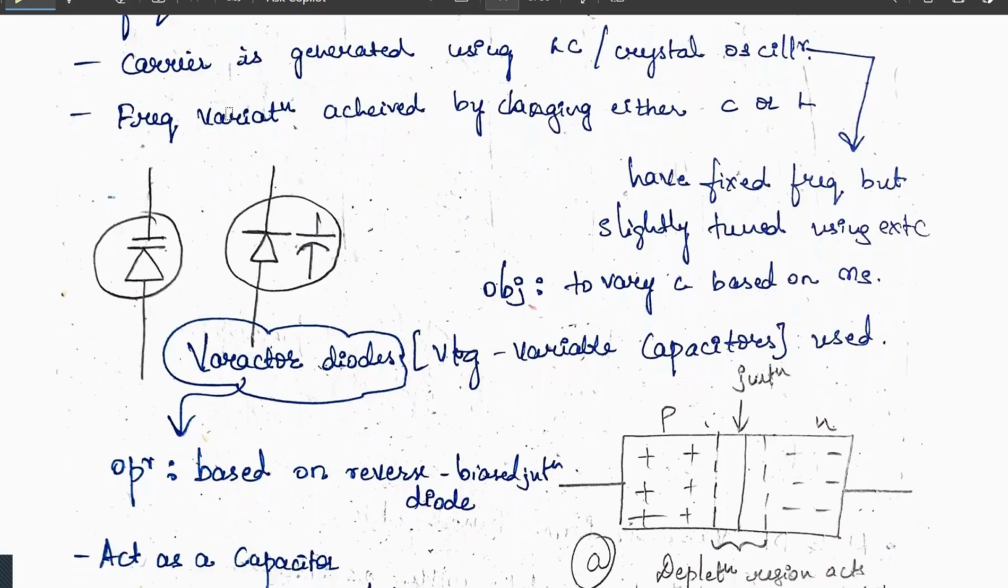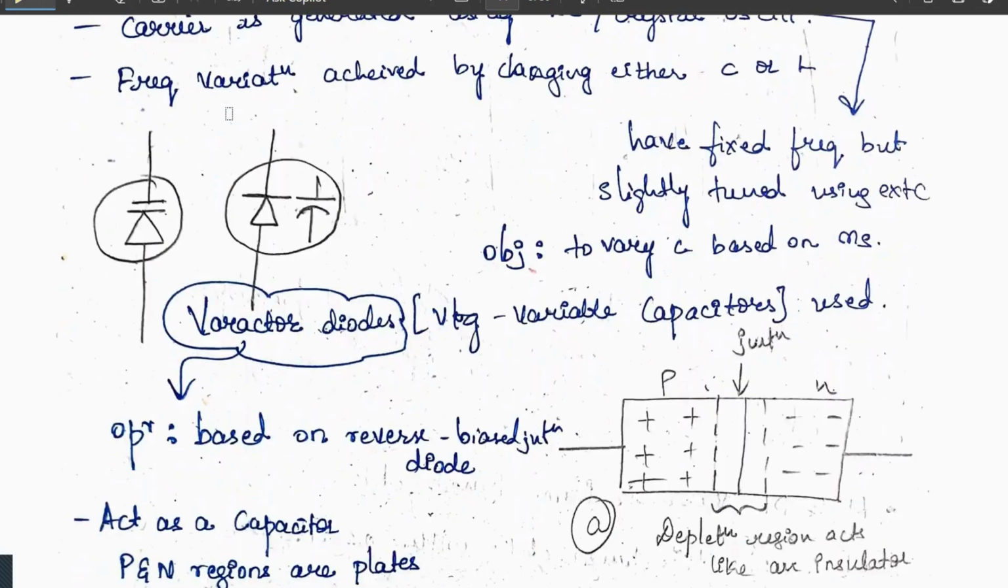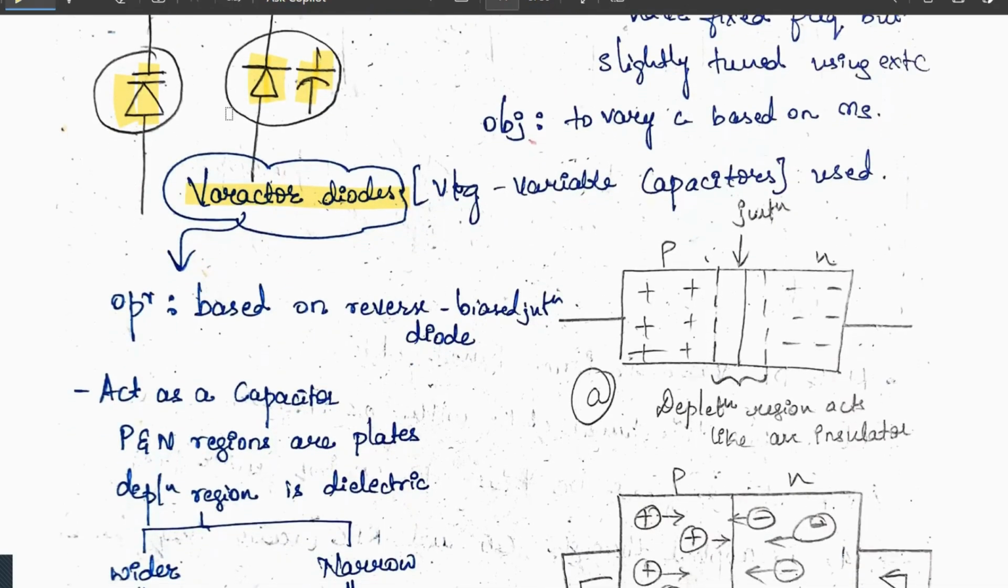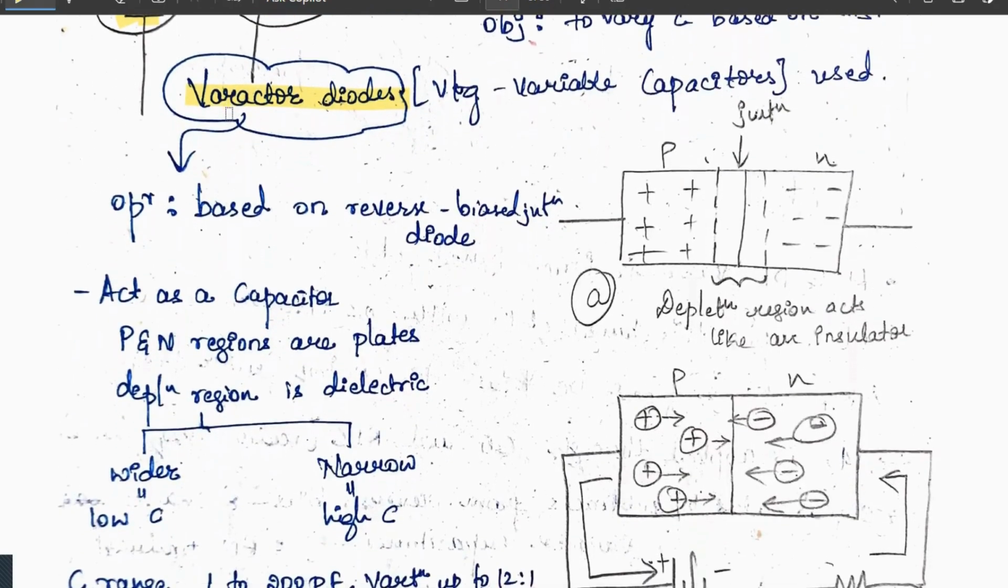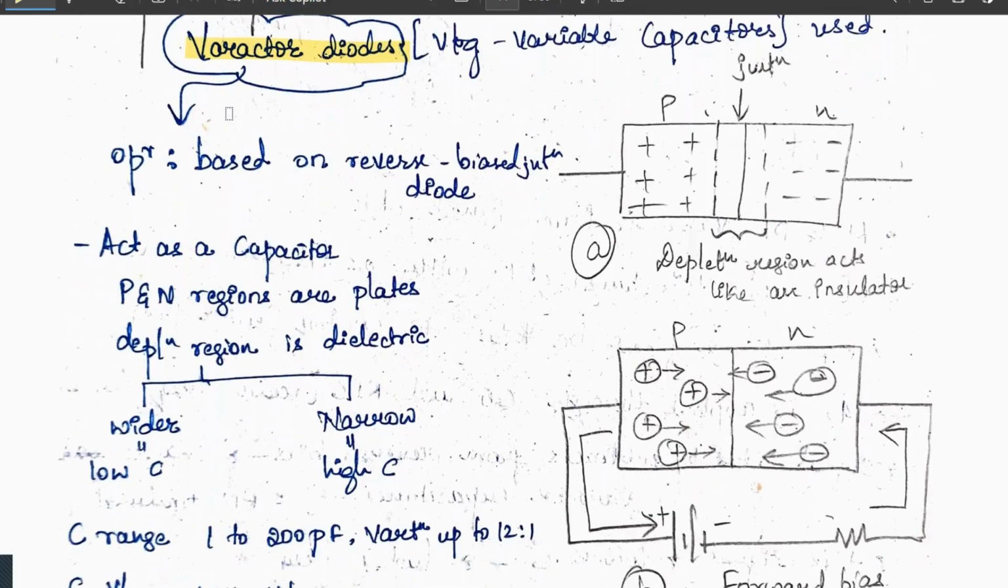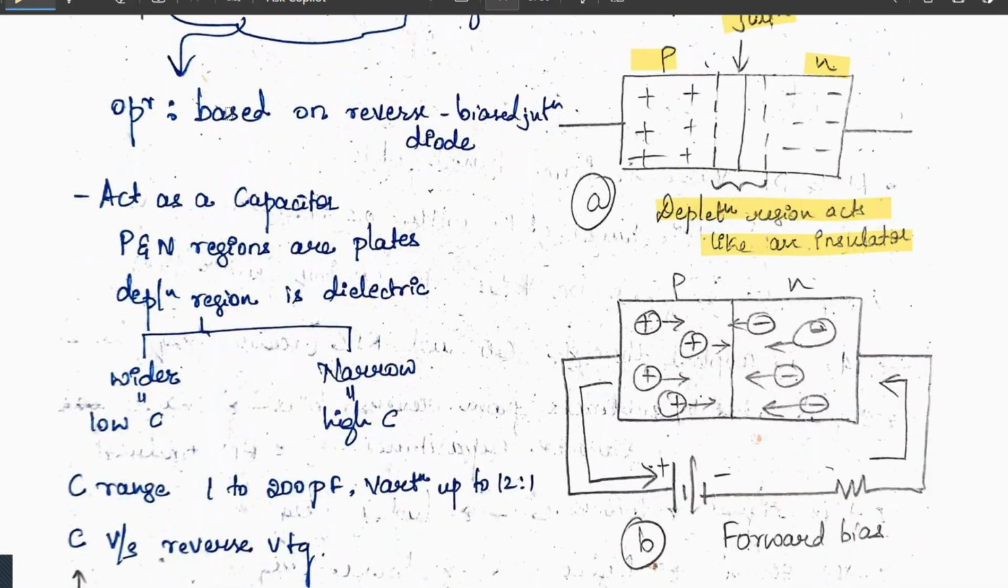So here we will be using varactor diodes. This is an important topic you need to know. It is a voltage variable capacitor, used in this form, where we have a diode along with a capacitor. The operation is based on the reverse bias junction. For your clear understanding, I have written that the depletion region acts as an insulator. This is our PN junction, P with the positive and N with the negative ions.